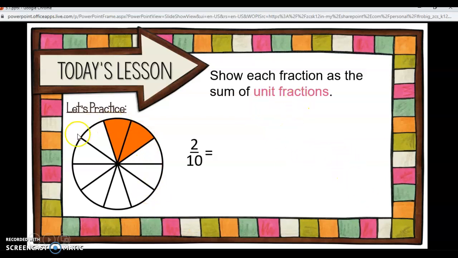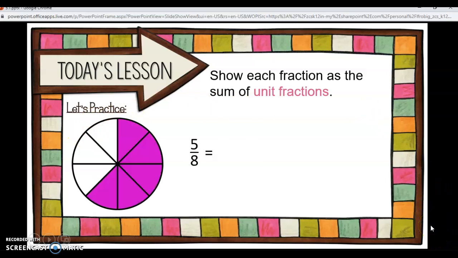Let's look at our fraction circle. We have a total of 10 pieces, 2 of which are colored in. My directions say show each fraction as the sum of unit fractions. Here's my sum, the answer to an addition problem, and I'm going to break this up by showing I have 1/10 plus 1/10 equals 2/10. Really easy because it's just regular addition. But keep in mind, these denominators always stay the same because it's still out of the whole, the 10 pieces.